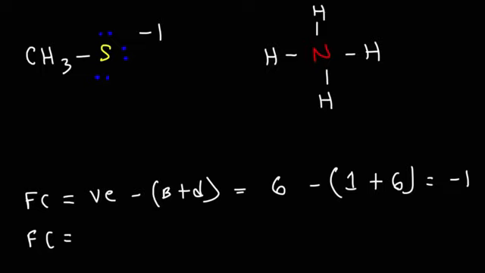Now, for nitrogen in the ammonium ion, nitrogen has 5 valence electrons. It's in group 5A of the periodic table. In this structure, it has 4 bonds, no dots. So 5 minus 4 is 1. So this particular nitrogen atom has a +1, or some may say a 1+ formal charge. So that's how you could determine the formal charge of an element.